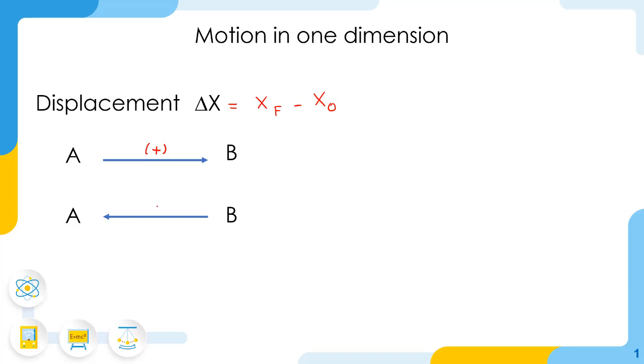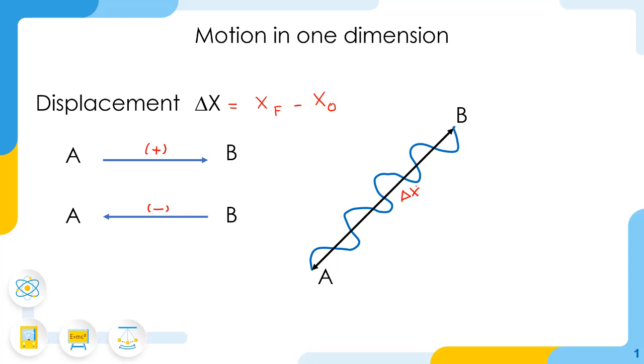Displacement can also be different from the total distance traveled. For instance, if an object takes a more circuitous path from point A to point B, like this, we still measure its displacement. It is the shortest distance between point A, its initial position, and point B, its final position.